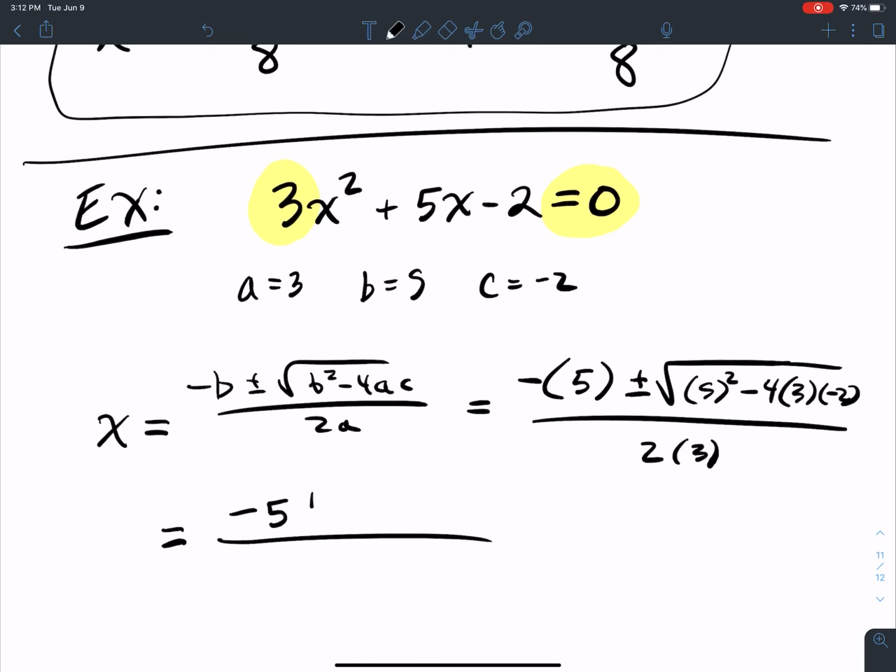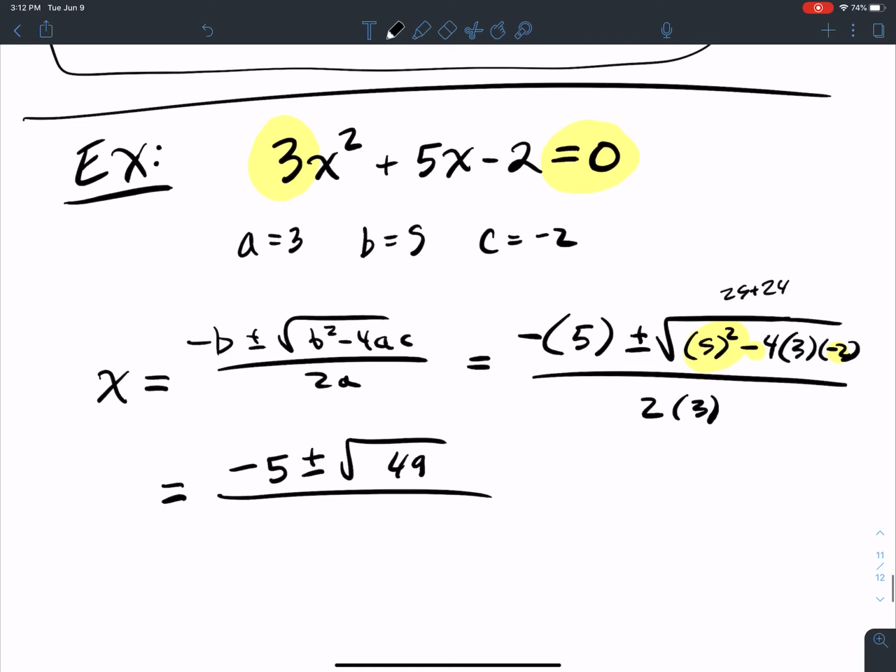So this is negative 5 plus or minus square root. Now that's 25, and then minus and a minus make a plus. So what is that going to be? That's like 25 plus, now 3 times 2 is 6 times 4. That's 24. So that's 49. And then in the denominator, 2 times 3 is 6. Square root of 49 is 7. So that's negative 5 plus or minus 7 over 6.